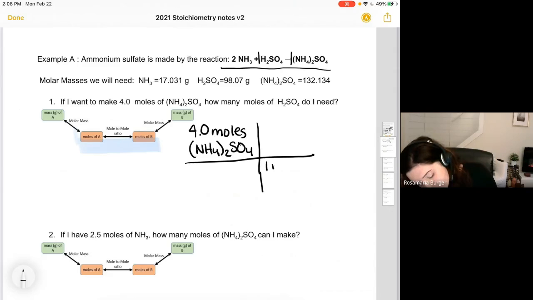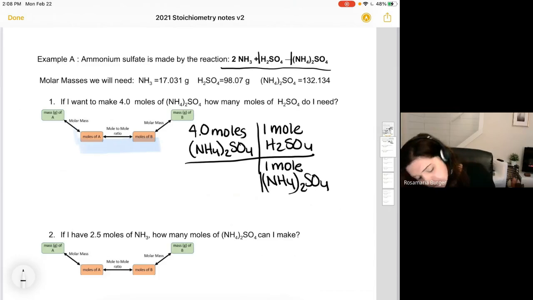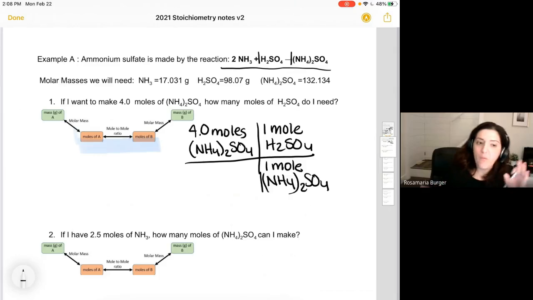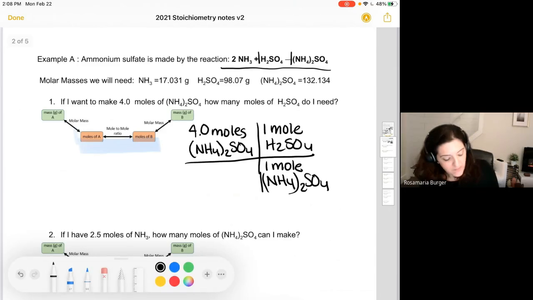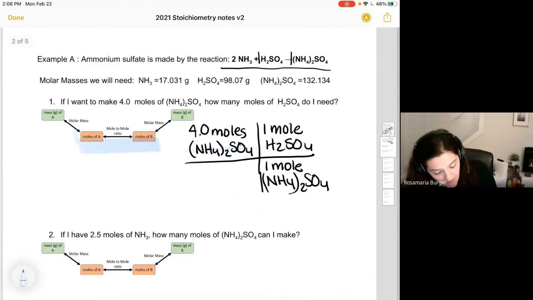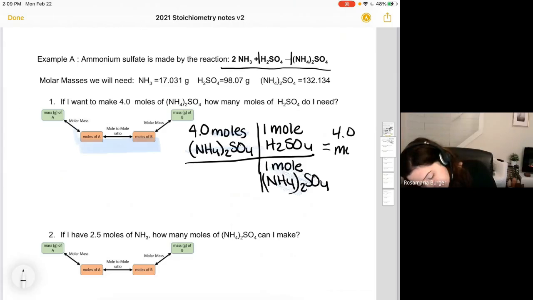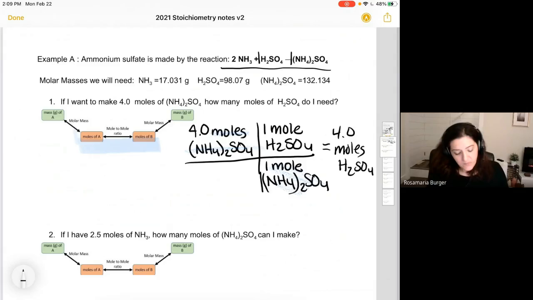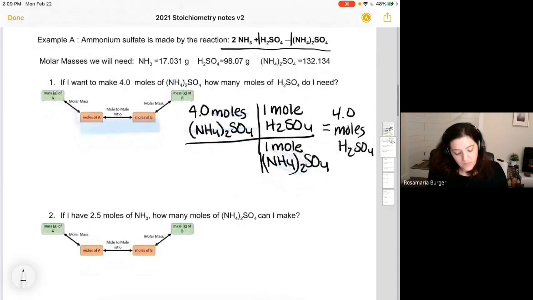In 1 mole of NH4 2SO4, we use 1 mole of H2SO4 because that was our mole ratio. We used our mole ratio to switch from one substance to the other. So we're going to cross off moles of NH4 2SO4, and we're going to get 4.0 moles of H2SO4. Okay, let's move to the next example.